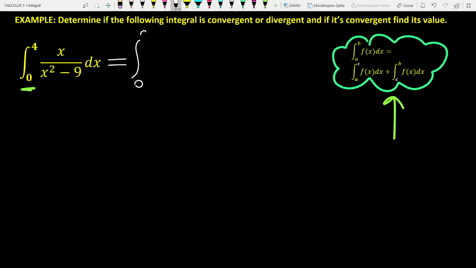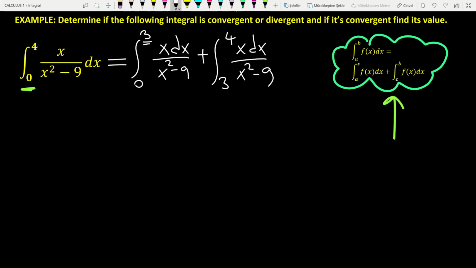Integral from 0 to 3, since the function is not continuous at the point 3, of x dx over x squared minus 9. This is the first part. And the second part, integral from 3 to 4 of x dx over x squared minus 9. In the second step, we use the limit version of these two improper integrals. So this is equal to the addition of the first and second type of improper integrals. We first assign a variable t for the point 3. Let's say this is t. Integral from 0 to t, and t approaches the point 3 from left, since it is an upper bound of integration.